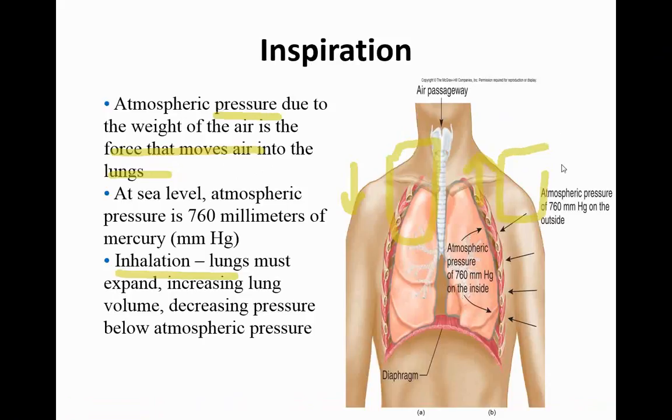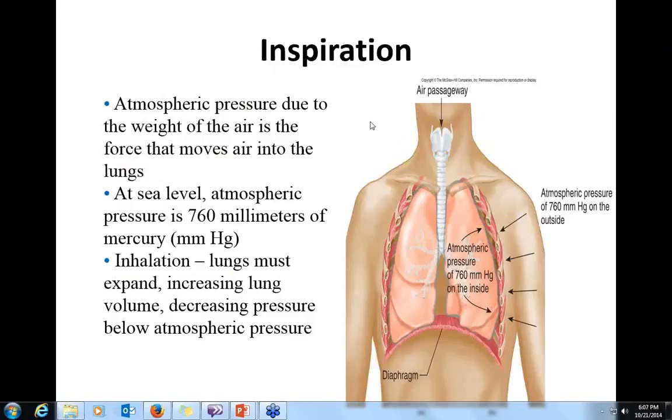All right, let me erase these. So what we're trying to overcome or become less than is atmospheric pressure. And atmospheric pressure at sea level is 760 millimeters of mercury, which is what this stands for. And when you inhale, your lungs expand, and that increases lung volume. So that decreases the pressure in the lung area. Okay?